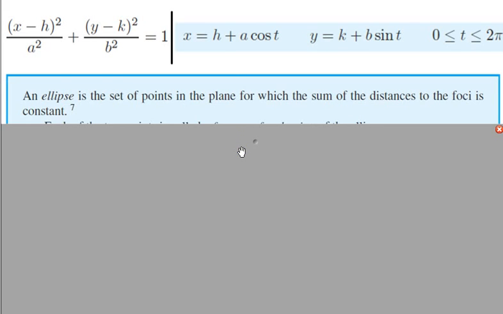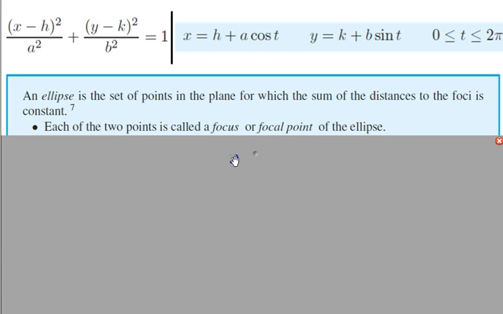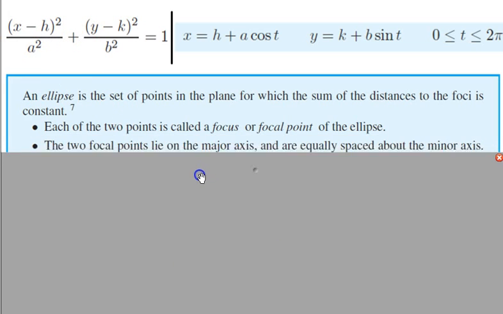Geometrically, an ellipse is a set of points in a plane for which the sum of the distances to the foci is constant. And so some of you may be asking, where's the foci? We were just talking about the center and the points A and B. Well, there are 2 points that are called the focus points or focal points of the ellipse, and ellipses can also be defined based off those 2 points instead of just the center and A and B.